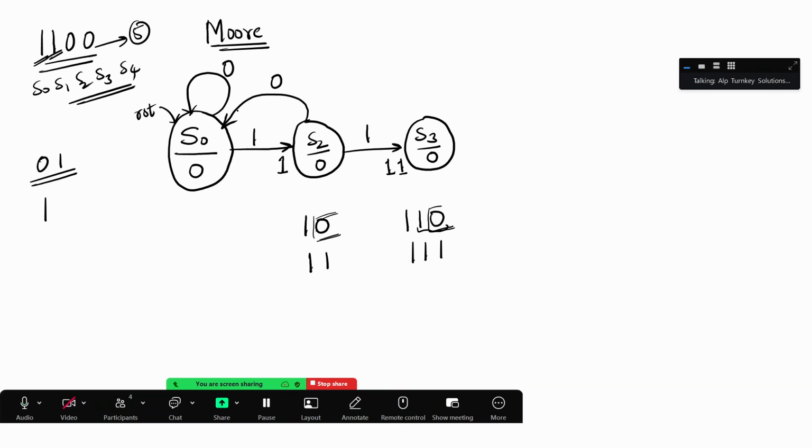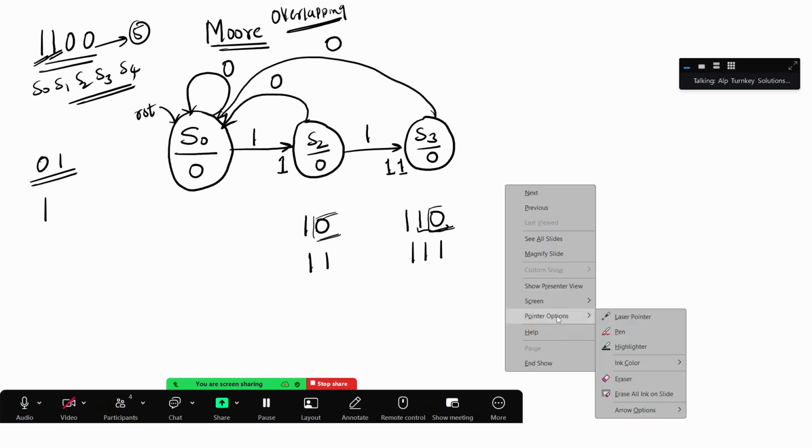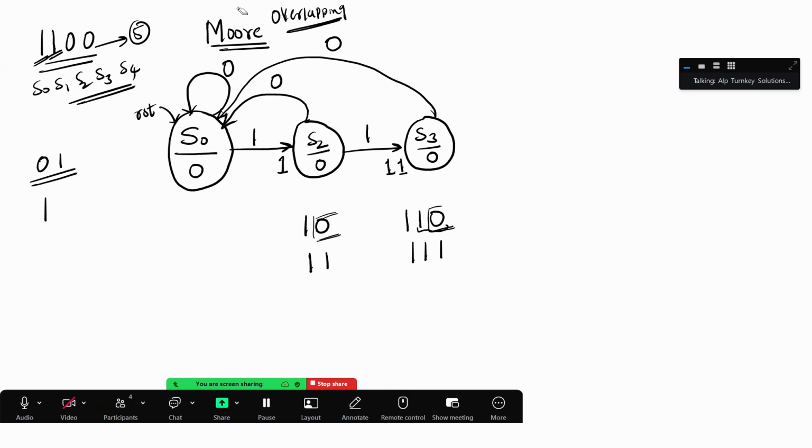So if it is 0, simply it will go to the initial reset state. I am doing overlapping, concentrating only on the overlapping sequence. If it is 1, it will go to the next step. I got the sequence now.